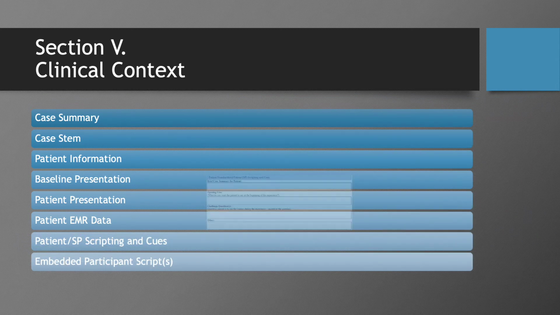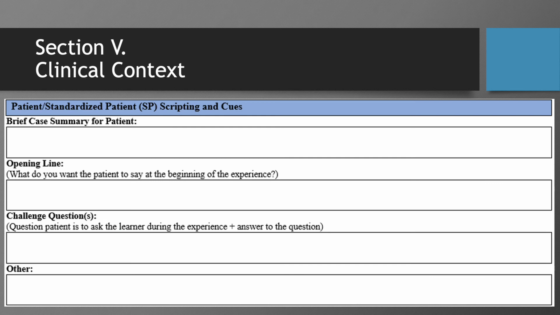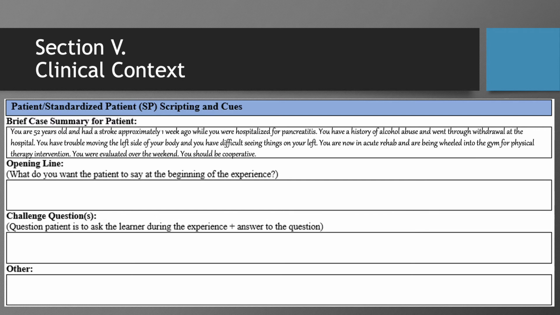Now, this may seem repetitive, but this is where you're writing out information that you are providing to your simulated patient. Notice that the case summary is written as if you are telling the simulated patient pertinent case information that will help them portray this patient accurately.